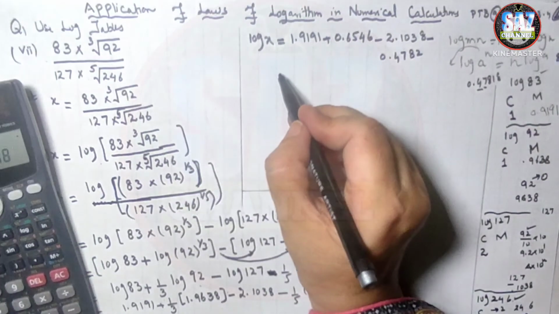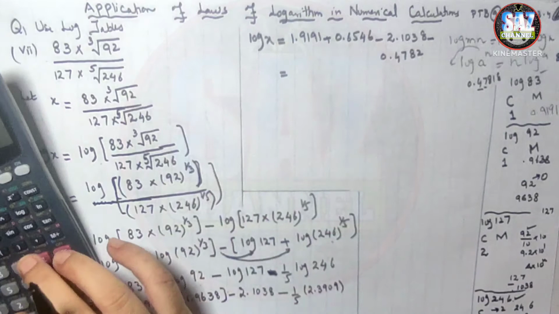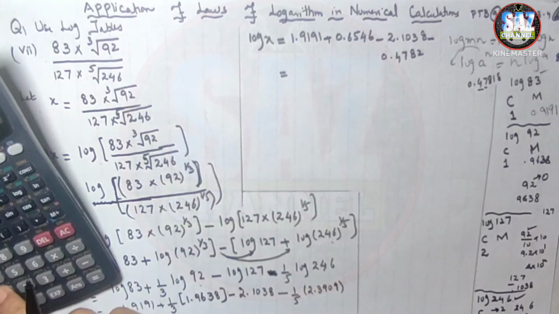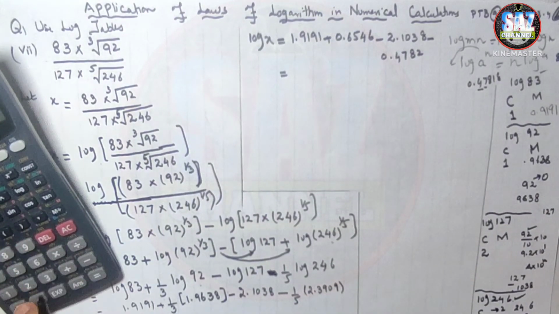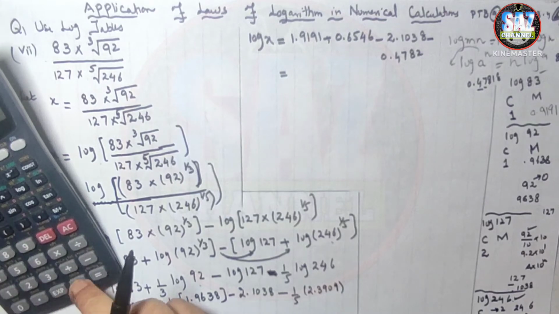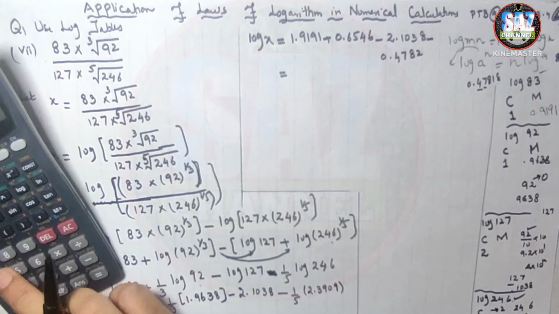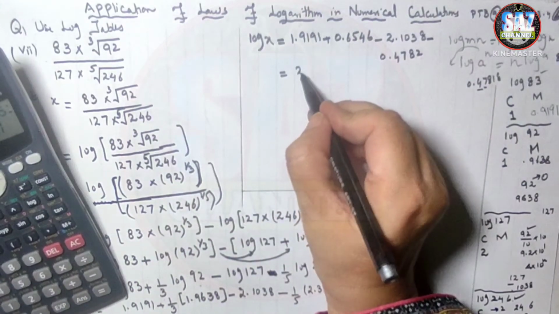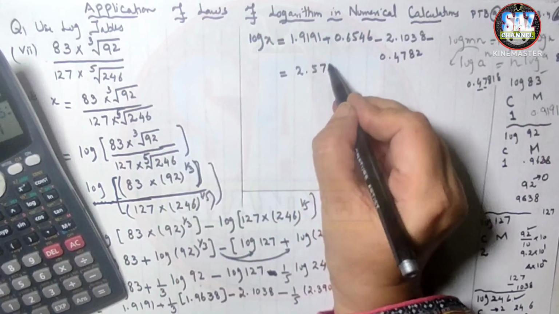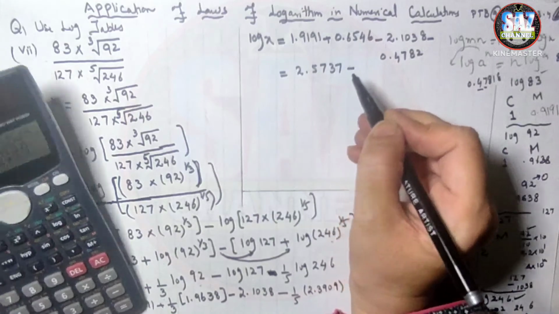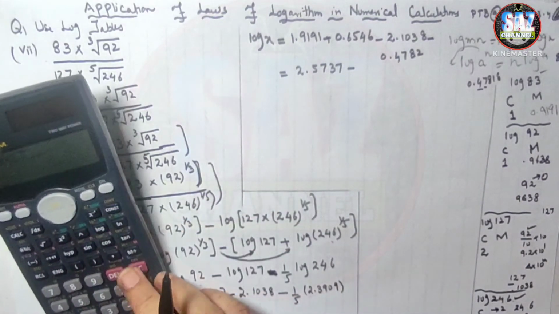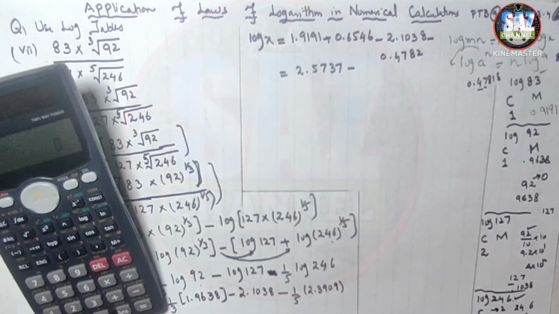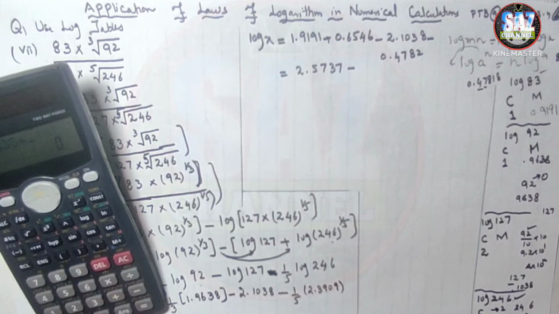Okay, now what we are going to do is first add up these two positive numbers: 1.9191 plus 0.6546. This gives me 2.5737. Minus 2.1038 plus 0.4782.